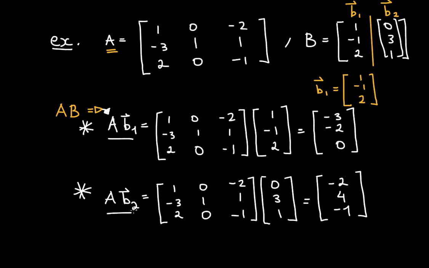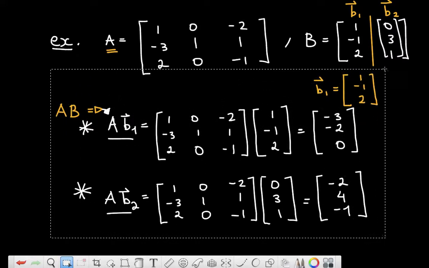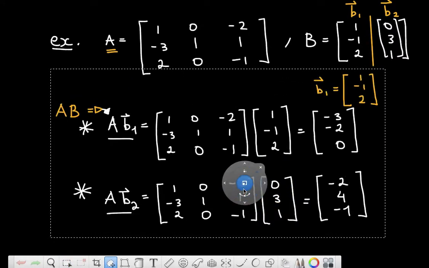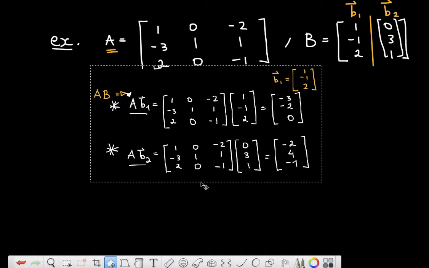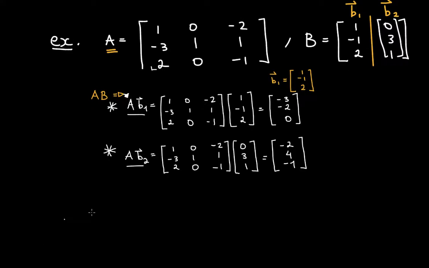So your AB, let me try to make this smaller. So there we go. So your AB will be your two parts of this combined. So AB will be equal to this bonded with that. So it would be negative 3, negative 2, 0. And then we would have negative 2, 4, and negative 1.